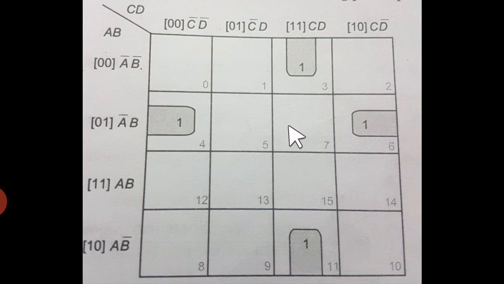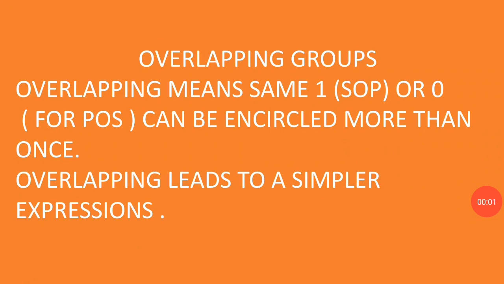Now students, overlapping groups. Overlapping means the same 1 or 0 can be encircled more than once. In the squares of the K-map either 1 is there or zeros are there. But if you encircle either 1 or 0 more than once, that will be called overlapping. Overlapping leads to simpler expressions. With the help of an example, we'll understand it better.